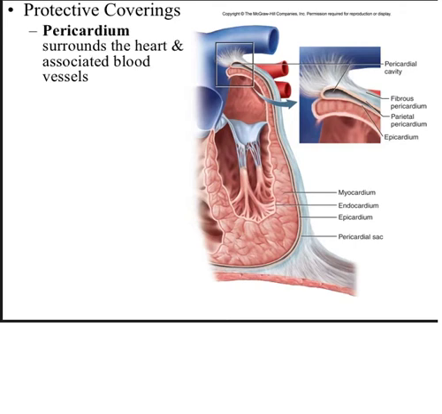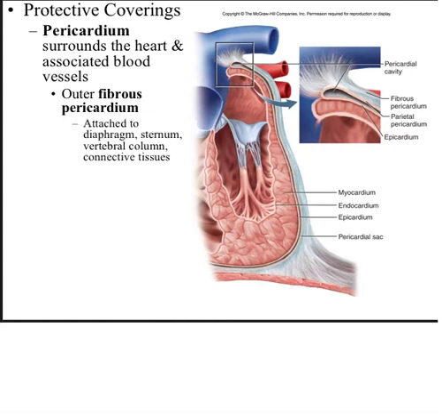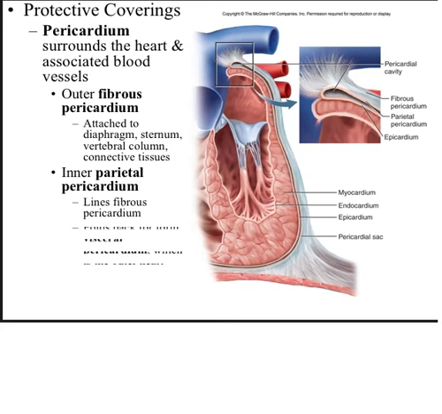The pericardium surrounds the heart and the associated blood vessels. There's an outer fibrous pericardium that's hooked to the diaphragm, the sternum, and the vertebral column, and it's basically made up of connective tissue. And an inner parietal pericardium that lines the fibrous pericardium. It folds back to form the visceral pericardium, which is the outer heart wall. So you can see here the different layers, right?